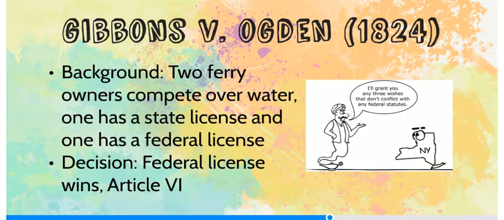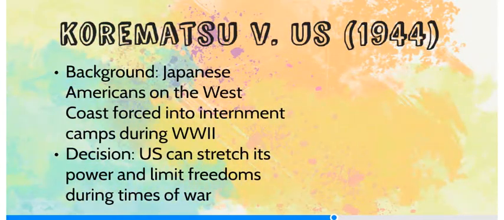Yes, because apparently, as we know, when state and federal get into a fight, federal's going to win every time. So the decision here is that the federal license wins, and this is a result of Article 6, supremacy of the federal government. Our next one is Korematsu versus the United States.